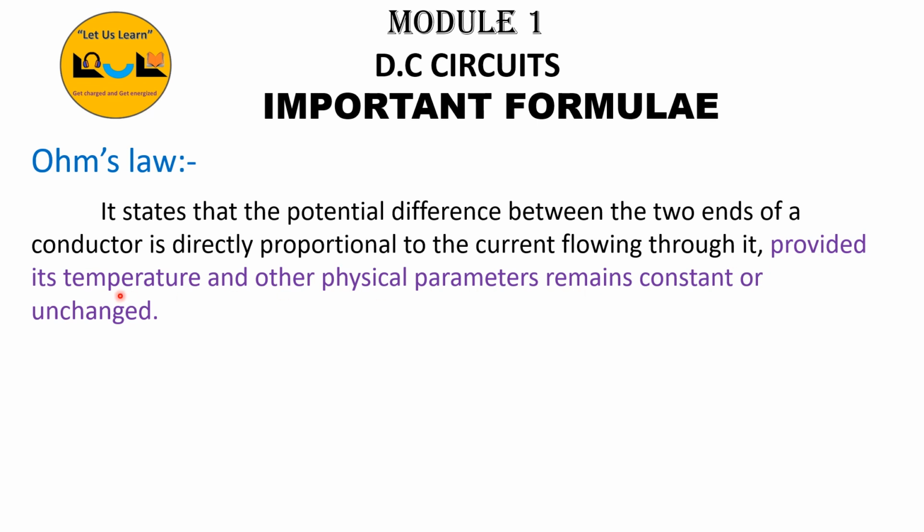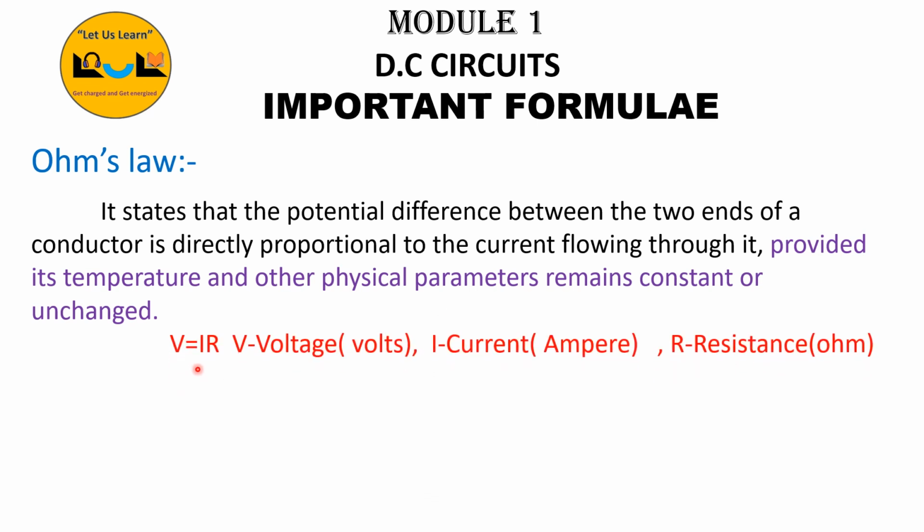It means the temperature should remain constant. If temperature changes, the resistance value also gets changed. So while going for Ohm's law, we have to keep the temperature constant and other physical parameters constant. The physical parameters are the length, diameter, and cross section of the material, which we have to keep constant. V is equal to IR, where I is the current, R is the resistance and V is the voltage.